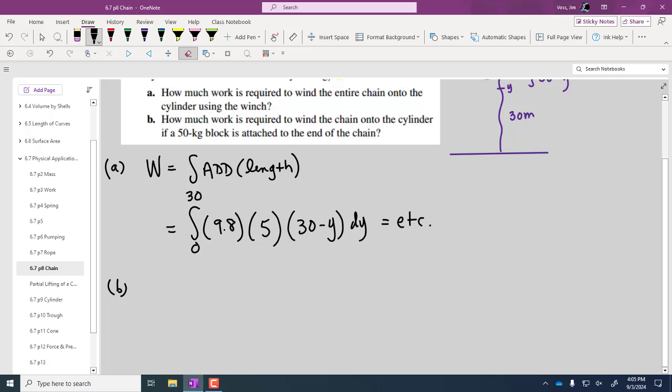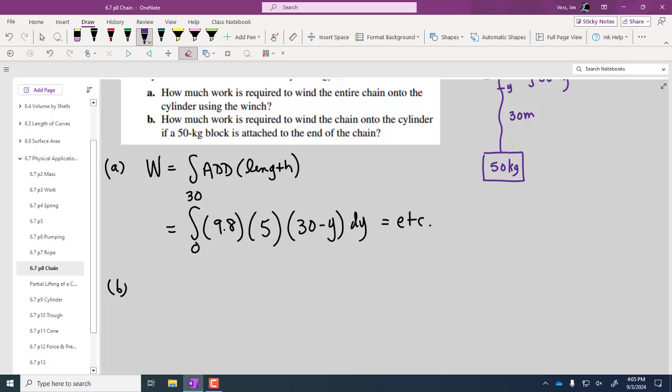How much work is required to wind the chain onto the cylinder if we up the ante? We up the ante and we attach a block to the bottom of it. So let's attach a block, a 50 kilogram block. That 50 kilogram block is really easy to analyze all by itself. If you were to lift a 50 kilogram block, that's just mass, that's just mgh. It's mass times gravity times distance traveled. Because that's now a constant.